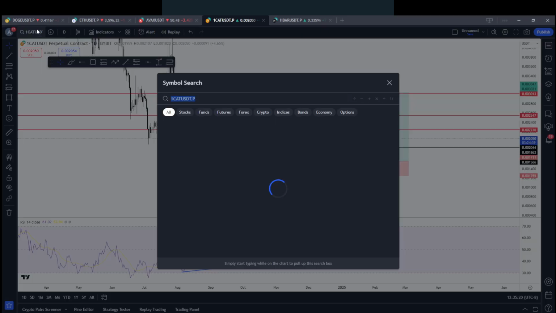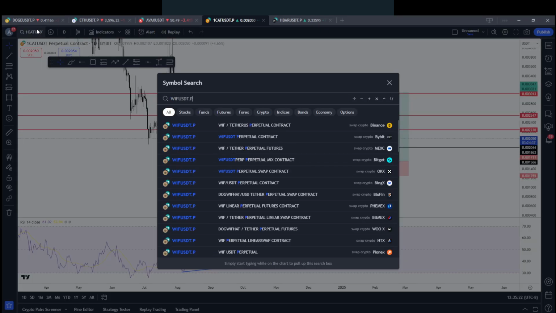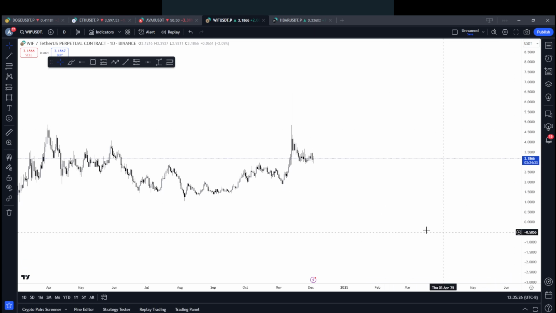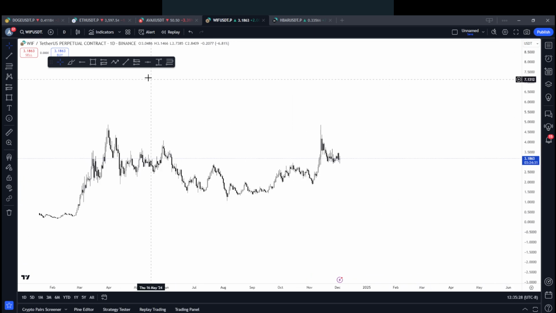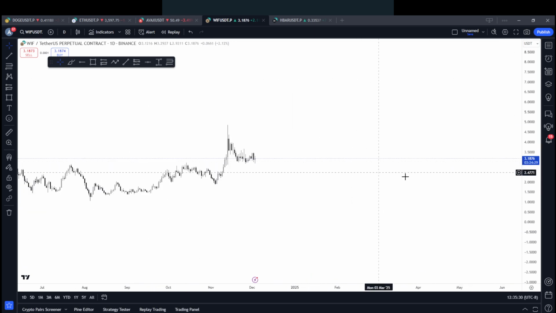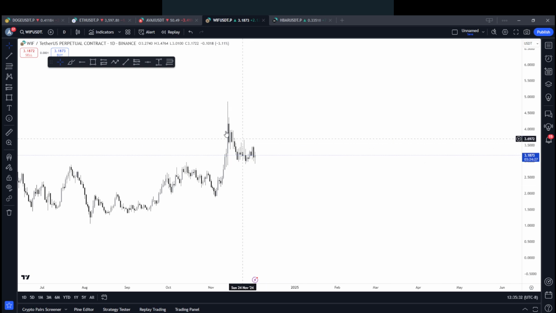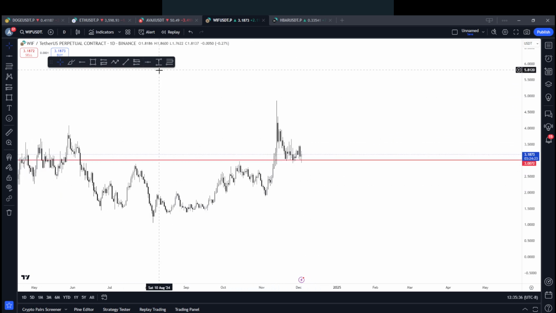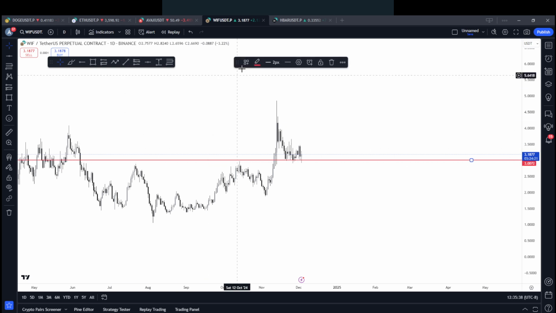Okay. Dog with a hat. Okay, this one's struggling a bit. I did not like the close on the daily yesterday. We have a daily bearish engulfing candle. Support's holding so far, but how many more times can we touch support before it gets blasted through?